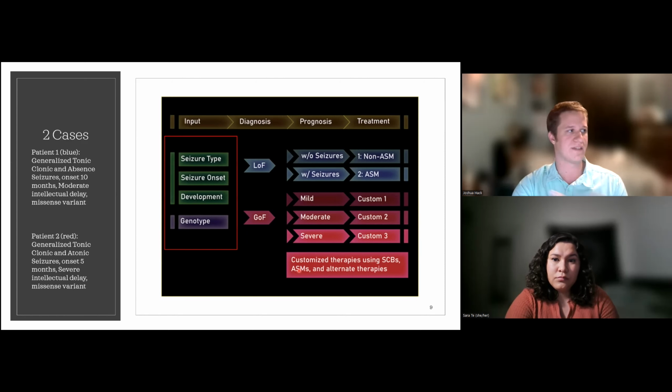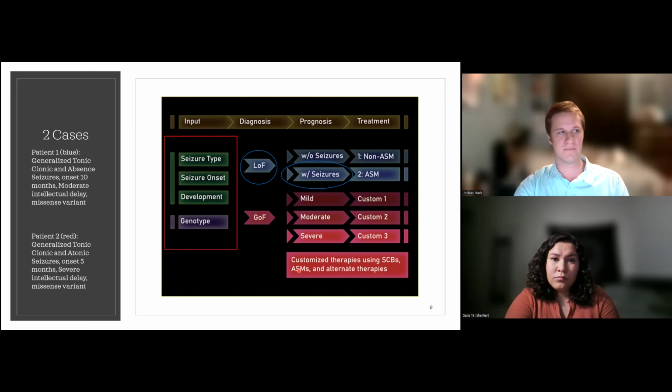So we feed all of this data into our models as an input, and tracking patient 1 in blue, they're more than likely going to be loss of function, with a later seizure onset and absent seizures being included in their initial seizure type. From here, it's very easy to determine whether they are in the seizure experiencing subpopulation or not. They do experience seizures, and so we can treat them with an anti-seizure medication that is not a sodium channel blocker, as that might exacerbate the symptoms.